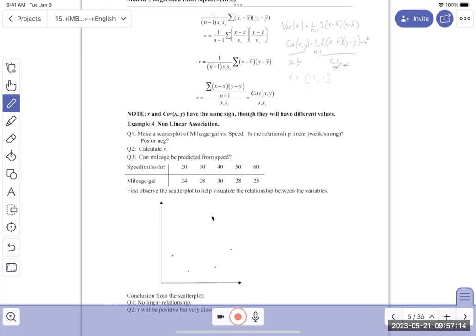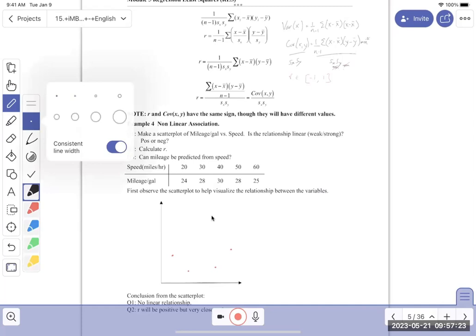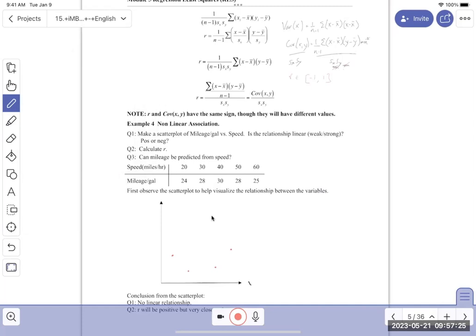you get like a curvy kind of thing. And you're going to find if you calculate the R with this data, you can do it on your calculator, you can do it in Excel. The R will end up being 0, but that doesn't discount the fact that there is a relationship here. There's 5 points. Something like that.